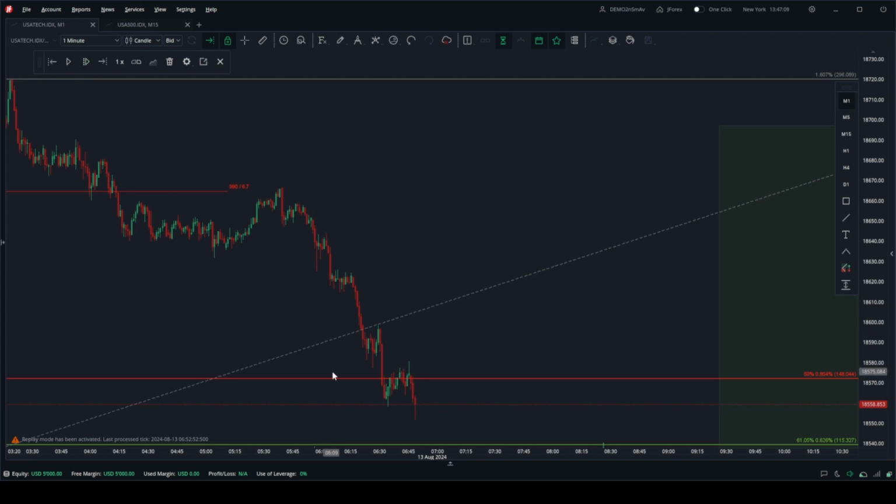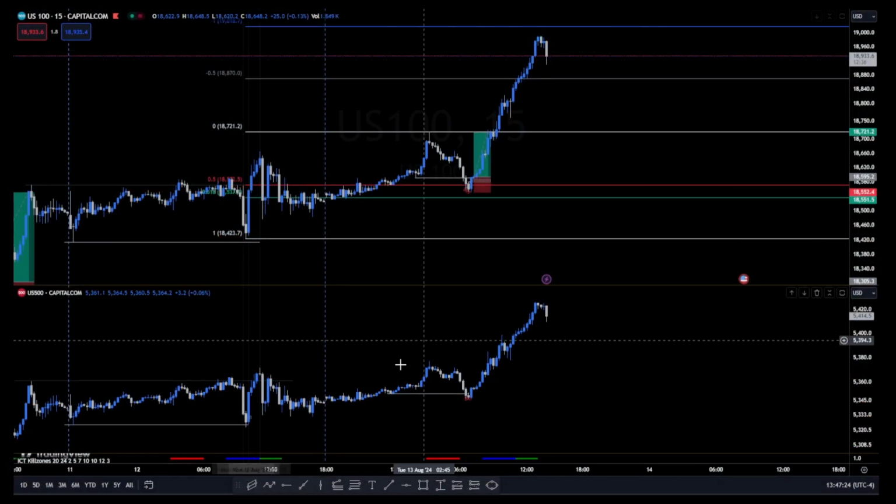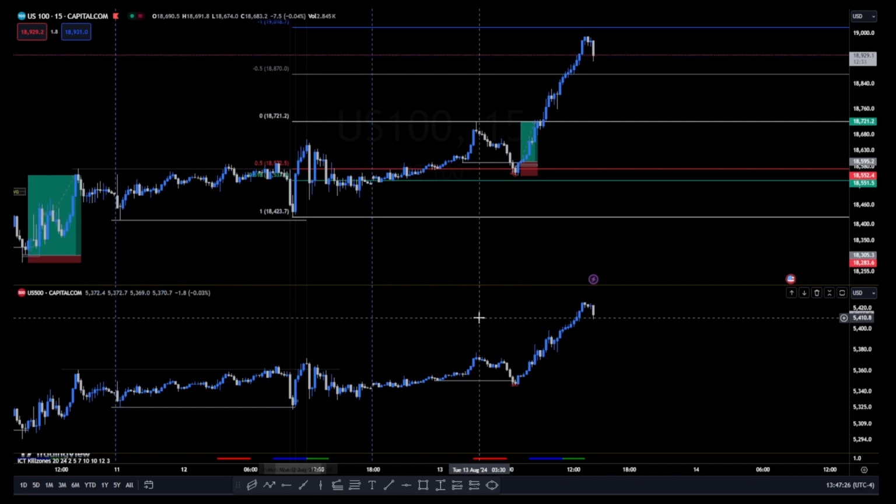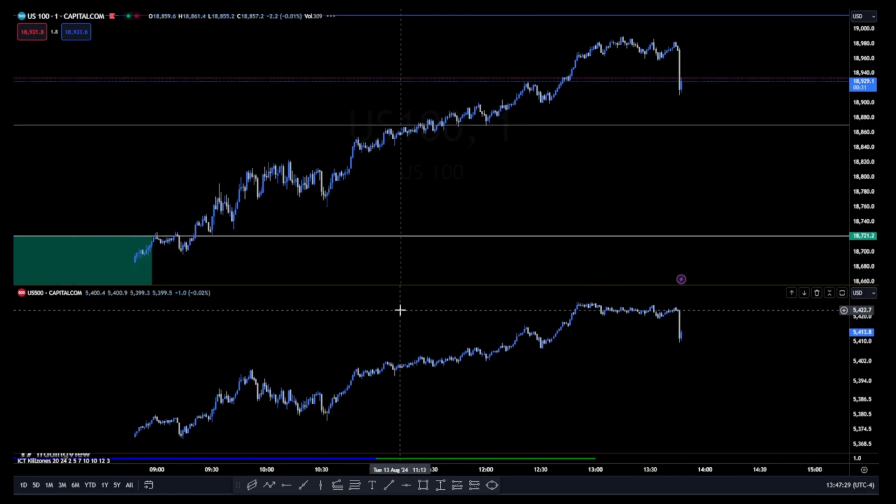Like as you see right here, this was the SMT. When you go on TradingView, you see how it made this SMT right here.